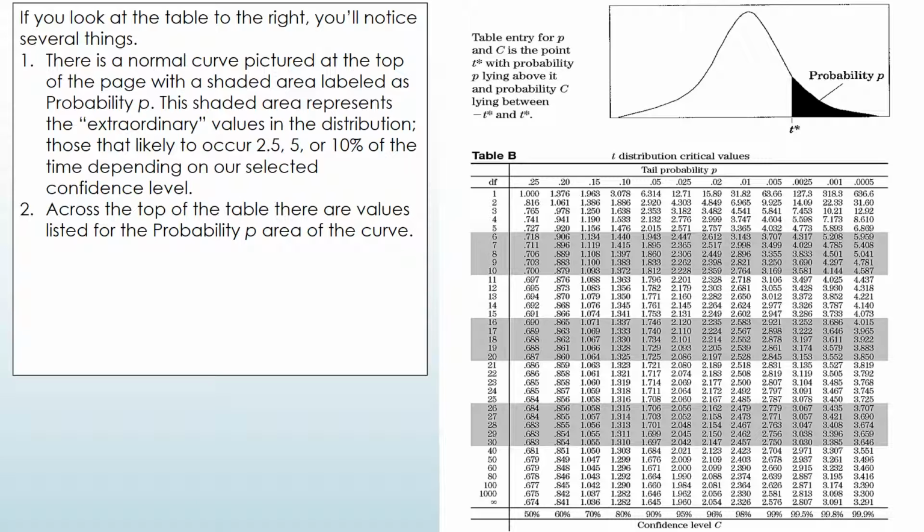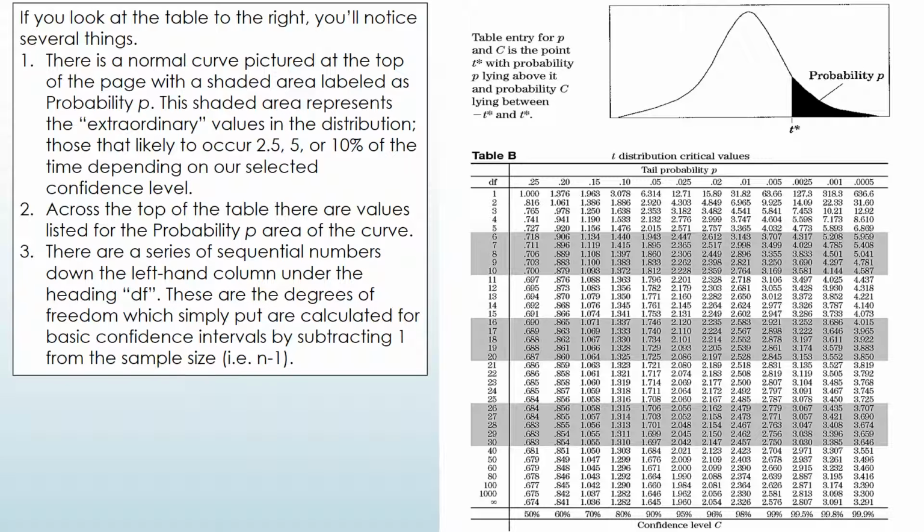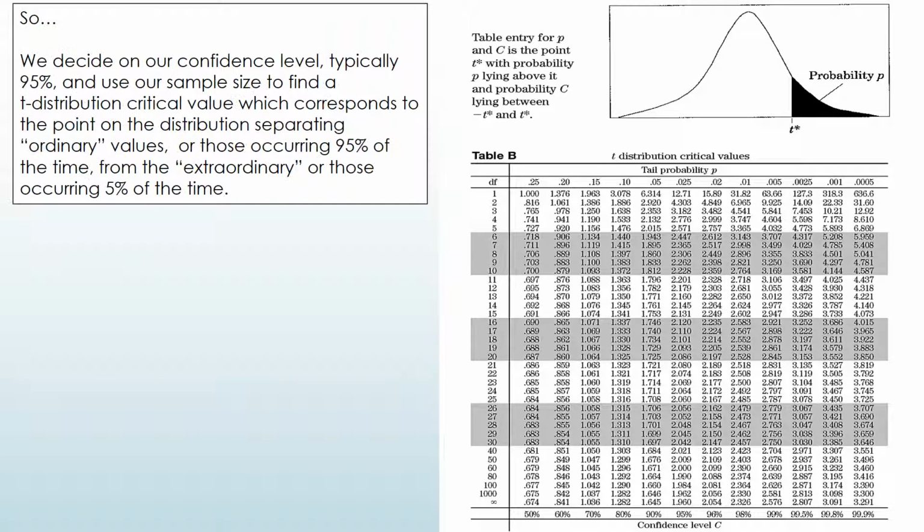2. Across the top of the table, there are values listed for the probability P area of the curve. 3. There are a series of sequential numbers down the left-hand column under the heading DF. These are the degrees of freedom, which simply put are calculated for basic confidence intervals by subtracting 1 from the sample size, i.e. n minus 1. So, we decide on our confidence level, typically 95%, and use our sample size to find a t-distribution critical value which corresponds to the point on the distribution separating ordinary values, or those occurring 95% of the time, from the extraordinary values, or those occurring 5% of the time.